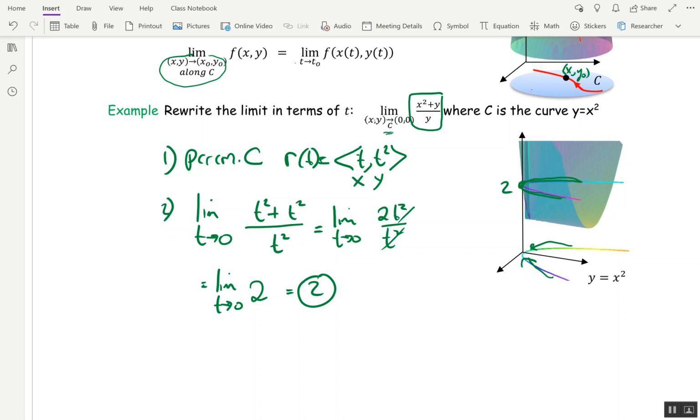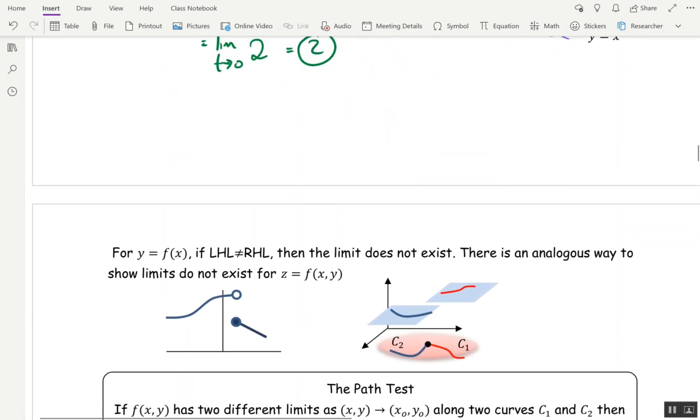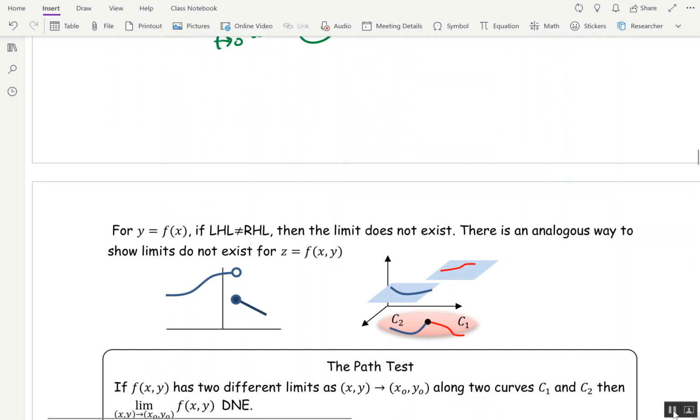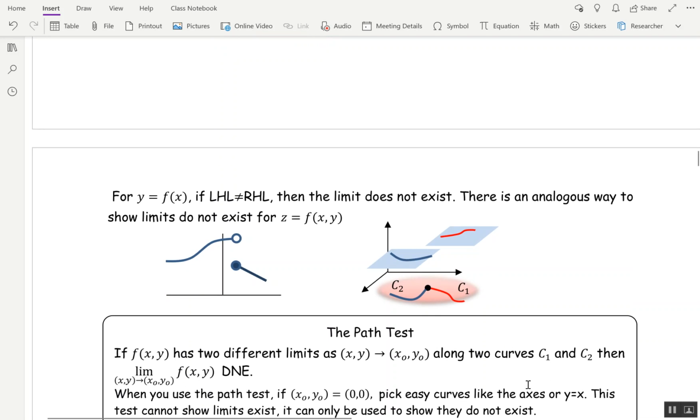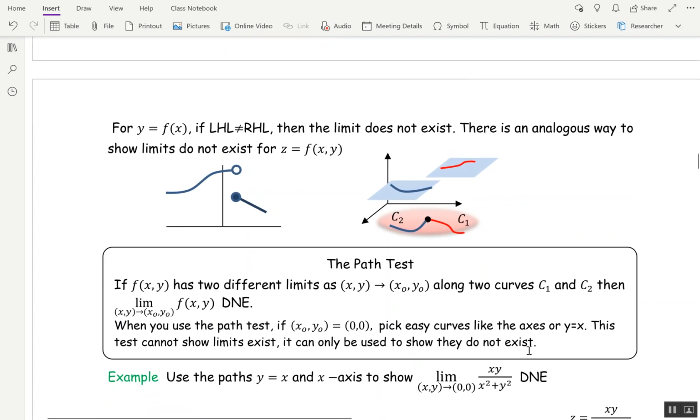All right, so that's how you find a limit along a curve, but how do you use that to show a limit doesn't exist? That's my next topic. We're doing good on time. I think I can finish this all in one video rather than make two videos. With a function of a single variable, if you can show the left-hand limit is not equal to the right-hand limit, then you showed the limit doesn't exist, because you need the left-hand limit to be equal to the right-hand limit.